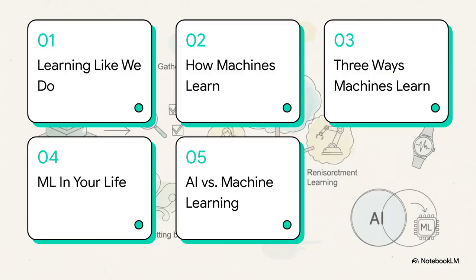Here's our game plan for today. First, we'll talk about the basic idea of learning. Then, we'll see how computers do it. We'll look at a few different methods they use, find it in our everyday lives, and finally, we'll clear up the confusion between AI and machine learning.